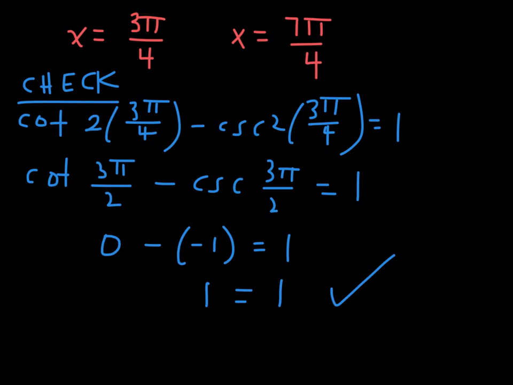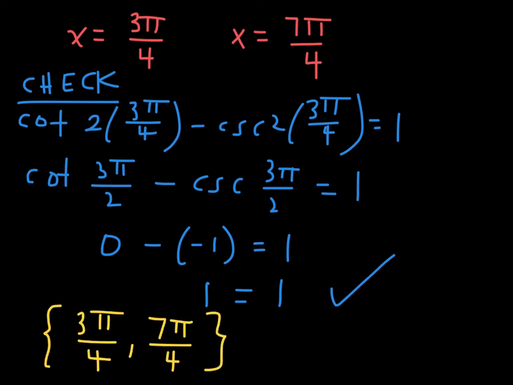All right, by now you should have seen that both of these check out. When I say they both check out, I mean that they both satisfy the original equation. So your final solution set is 3 pi over 4 and 7 pi over 4. All right?